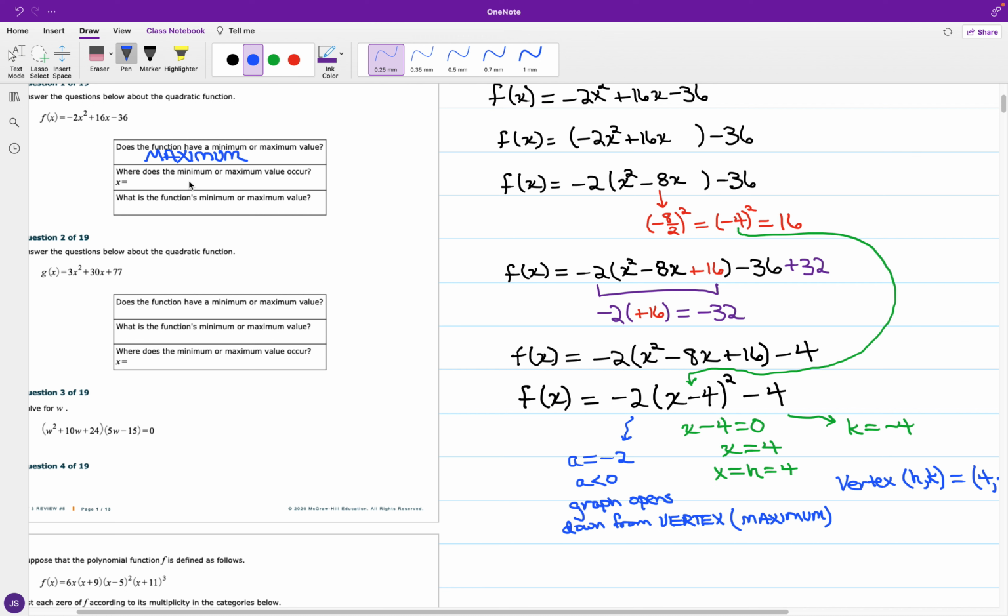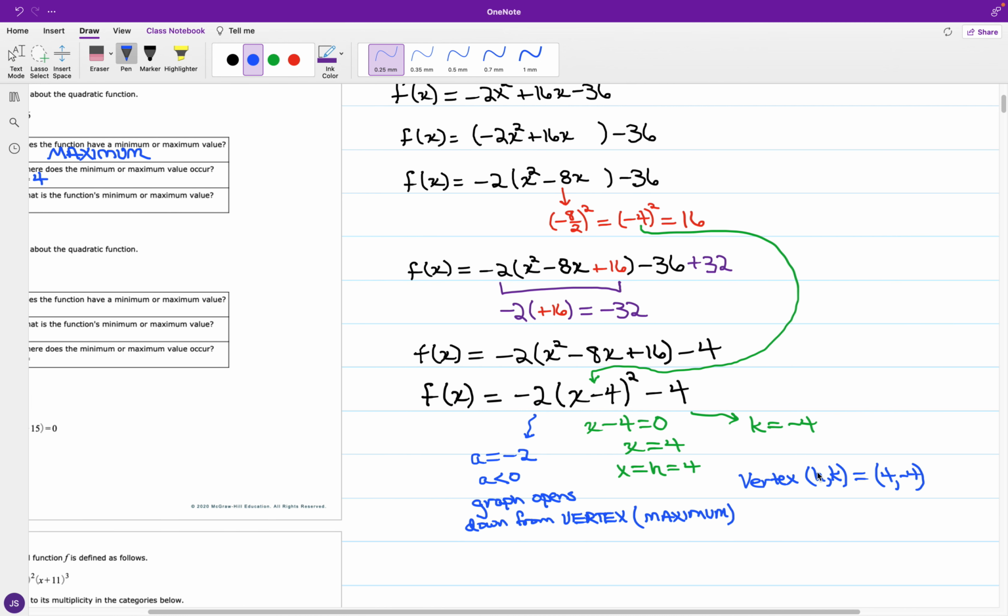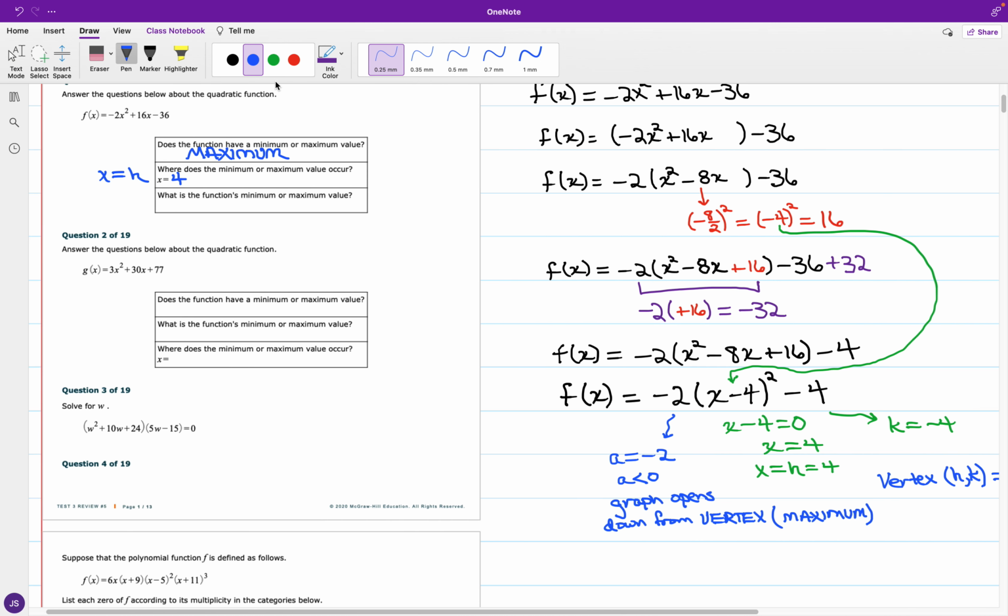Okay, and where does the minimum or maximum value occur? Notice the x equals sign, and that's going to be your h value. So x is equal to h, and we arrived at 4. And in terms of the function's minimum or maximum value, for the maximum value, that is going to be the y-coordinate or the k value in the vertex. So the function's maximum value is going to be negative 4, and this is going to occur at x is equal to 4.